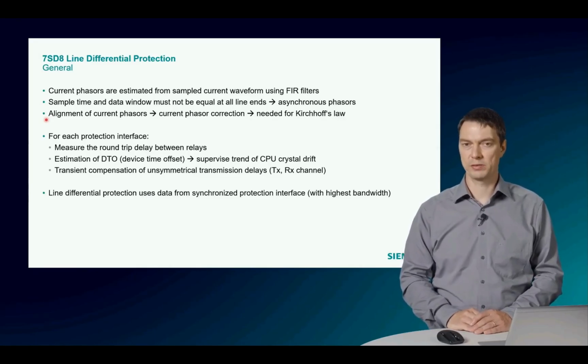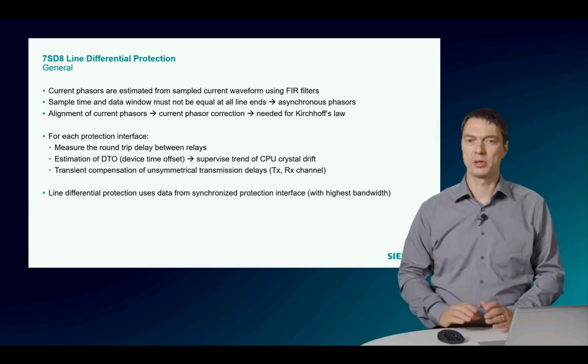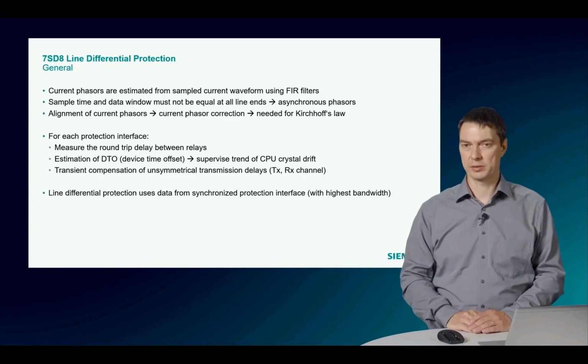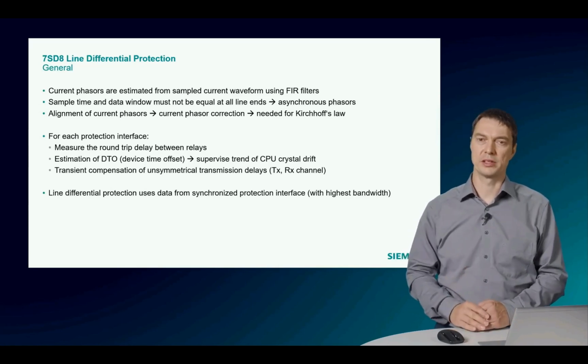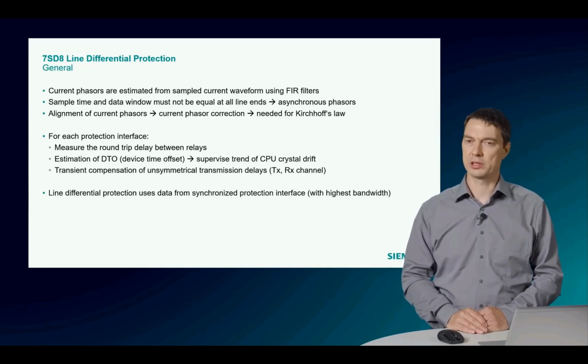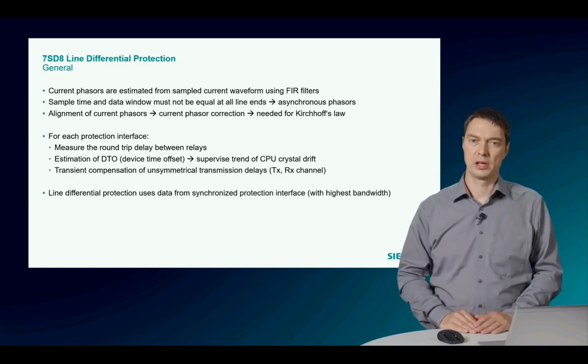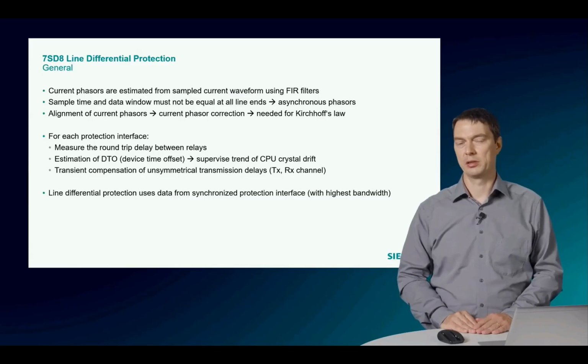For each protection interface, we measure the round-trip delay time between the relays and also the device time offset, DTO. I will shortly explain what that means. The drift in the device time offset is also measured. This means that we also calculate the difference of the used crystal oscillators of the main CPU, which gives you a microsecond accuracy. In case of communication channel rerouting in switched networks, a transient asymmetry can occur.